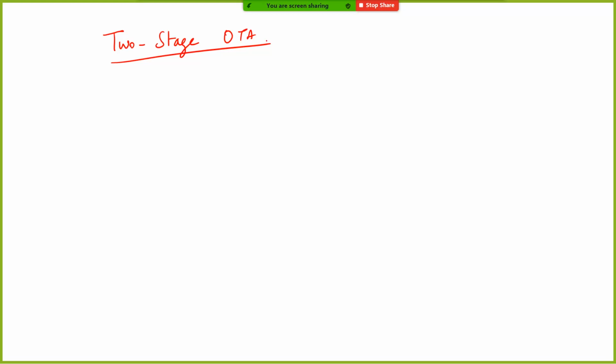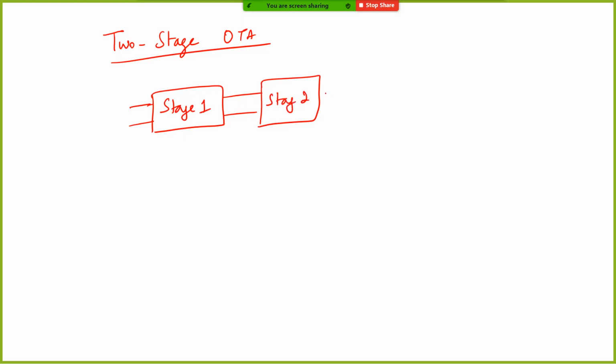Now, a two-stage OTA is like this. You have differential inputs. Of course, you have both the differential and single-ended versions. We will see both of them. Now, you have 2 stages, stage 1 and stage 2. This you would say is pretty obvious.